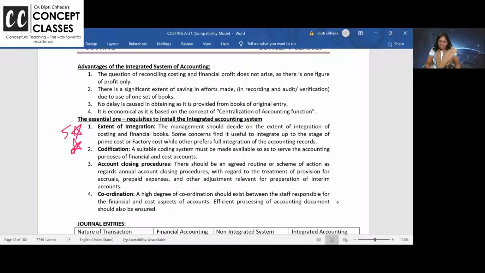So what do you need? You just need to decide how much you want to integrate, till what level. Different heads will be prepared, no? Heads of income and heads of expense, so codification will be required. Year-ending procedure, prepaid, outstanding, overheads, you have to do. You need qualified staff. You need a lot of coordination. So these are the requisites for installation of an integrated system.